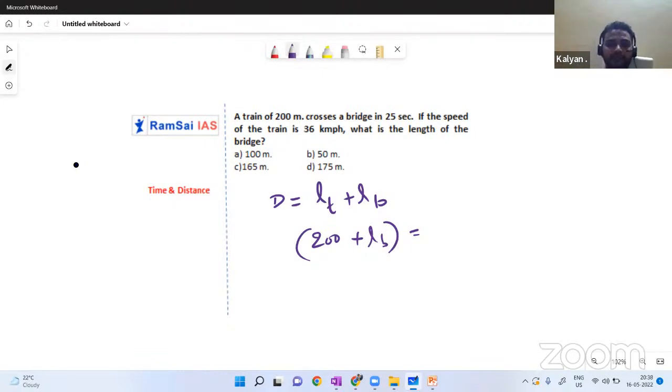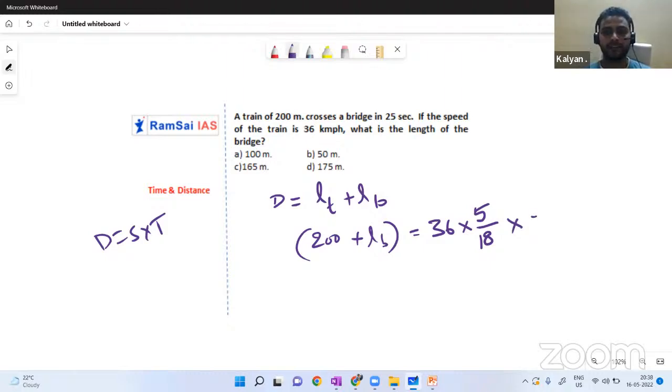Just convert it into meters per second, but directly you can use distance equals speed into time. What is the speed? 36 kilometers per hour. Just convert it into meters per second by multiplying with 5 and dividing by 18, into what is the time taken, 25 seconds. So only one unknown we have, that is the length of the bridge. You can find it easily.